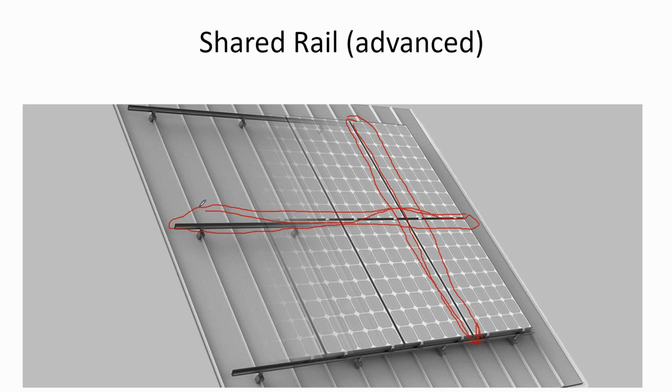I really don't know any installers who are doing this. I'm waiting for my first client who will let me do it with their garage rather than their house. But a shared rail system can be used to make the actual roof out of solar panels rather than putting the solar panels on top of the roof. They are harder to install. You have to be very, very precise for them to line up correctly.